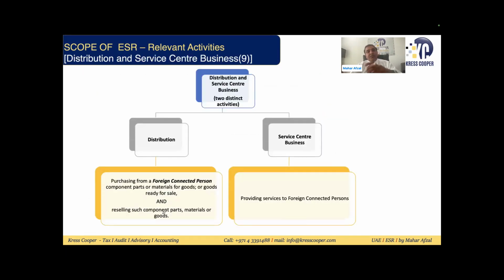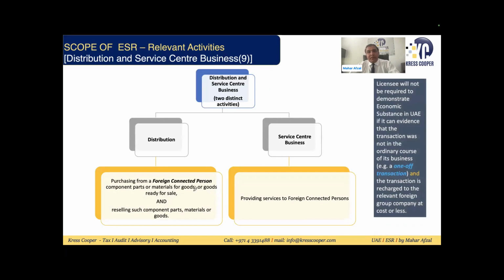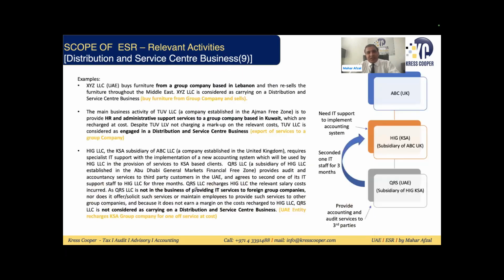Distribution and service sector: if you are buying the goods from a connected person and selling anywhere across the globe, it will be considered distribution business. And if you are exporting services to your group company out of the UAE, it will be considered service sector business. If you are providing one-time services, it will not be subject to ESR.